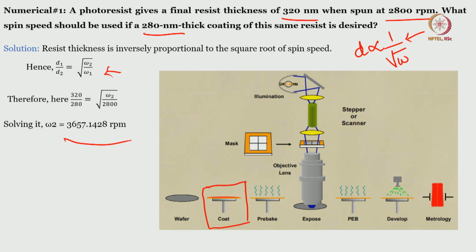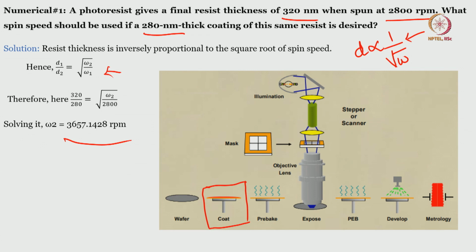Again, the catch here is not to just use the equation, put in the values and get the answer. You should also understand what it wanted to convey. When the thickness was 320, you have to spin it at 2800 rpm. But when you want an even lesser thickness, how much lesser or how much more you want depends on your subsequent processes, your chemistry for development, and several other parameters. But when you want a lesser thickness, how much should you increase your spin speed?